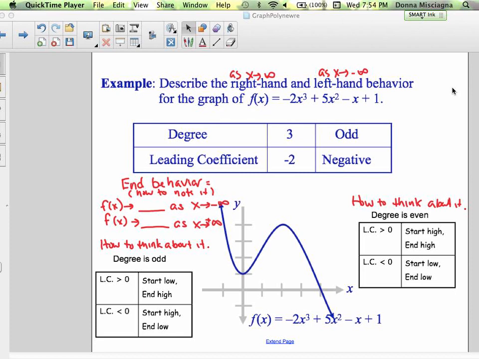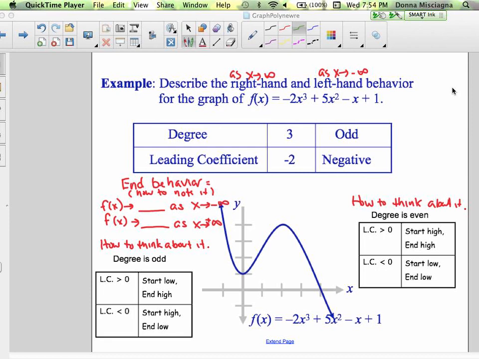When our degree is even and the leading coefficient is positive, greater than 0, we're going to start high and end high, and high means infinity. If the leading coefficient is negative, less than 0, it's going to start low and end low. And what does low mean? Negative infinity. So that's how you can think about it. Here's how you note it.